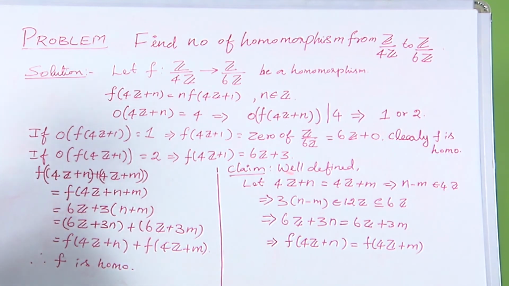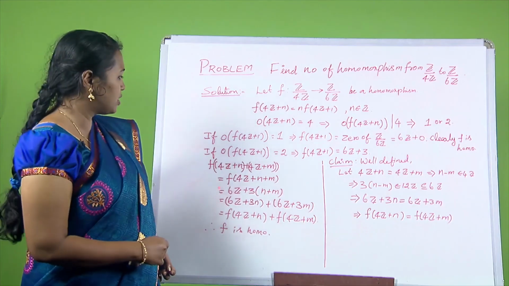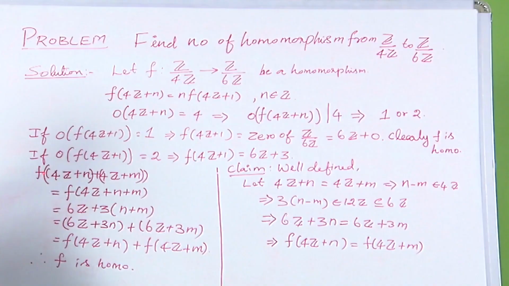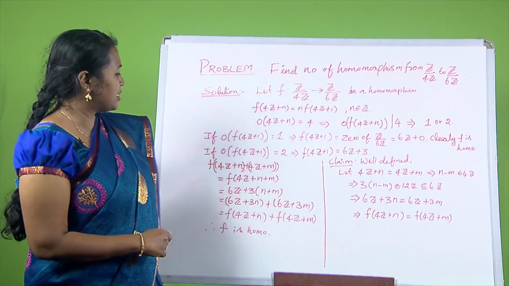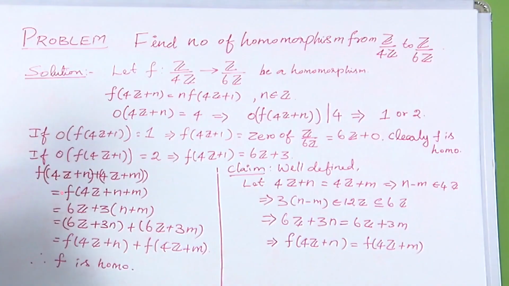And now we don't know for sure whether this is a homomorphism, and therefore we are going to check whether it is well defined and whether it is a homomorphism. Let's check the homomorphism property first. f of (4Z plus n plus 4Z plus m), where n and m are arbitrary integers, is f of 4Z plus n plus m. This mapping goes to 6Z plus 3 times n plus m. Therefore it becomes 6Z plus 3n plus 6Z plus 3m, which is nothing but f of 4Z plus n plus f of 4Z plus m.